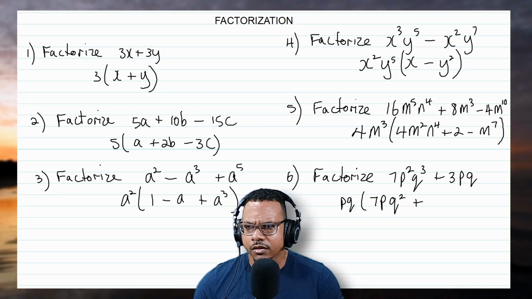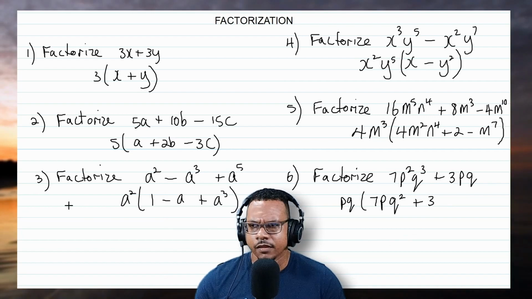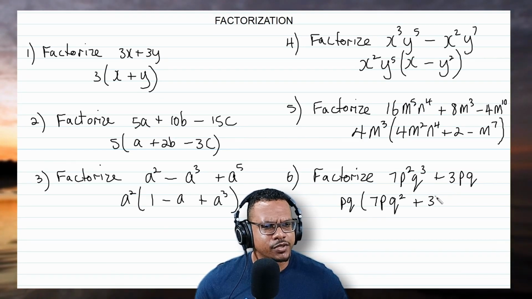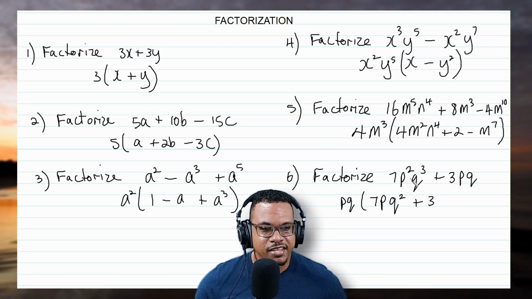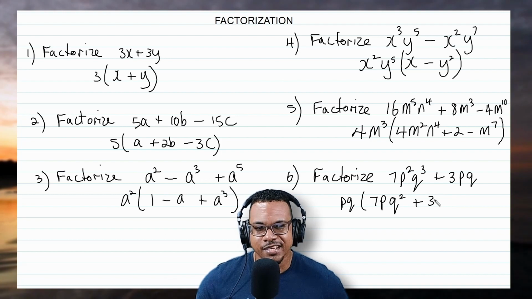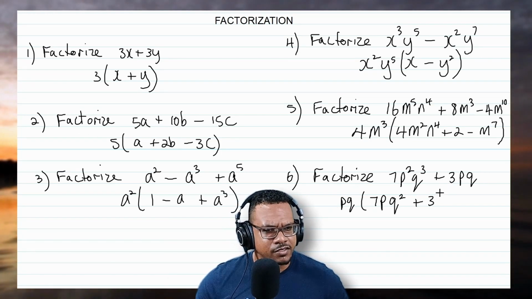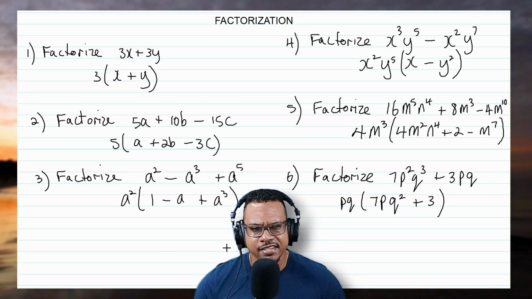Plus, then we have nothing to go into 3, so we write back 3. And then pq into pq, the same thing divided by the same thing, you're just going to get 1. If you write it, 1 times 3 is 3, so there's no need to write it. So close the brackets, and that's the answer.